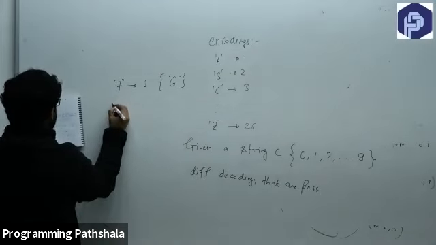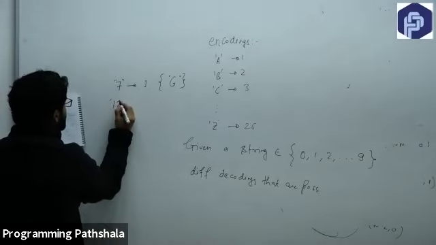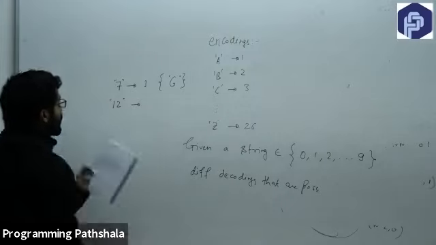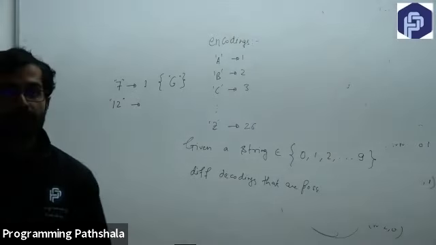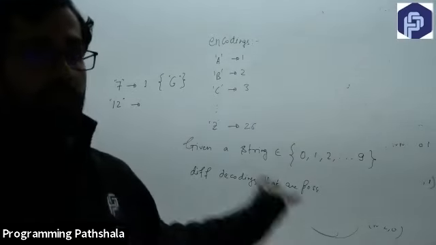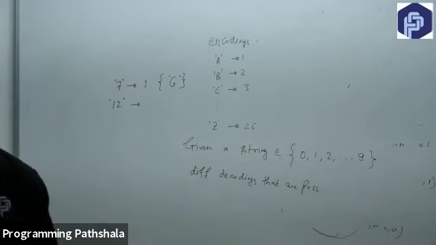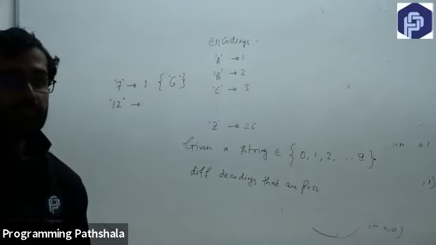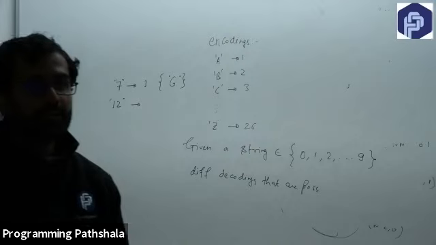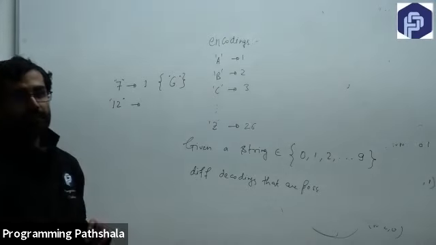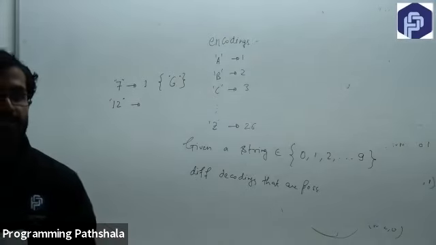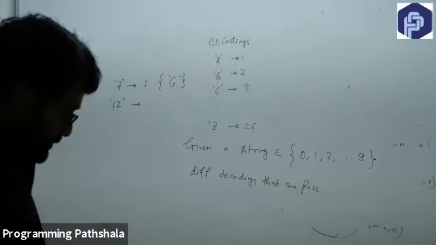But if let's say my string was something like 12, can you tell me how many decodings are possible? For 12, how many decodings are possible? Okay, somebody is saying 3 and some of you are saying 2. So can you print those decodings for me? If you're saying 3, how is it 3? If you're saying 2, how is it 2?